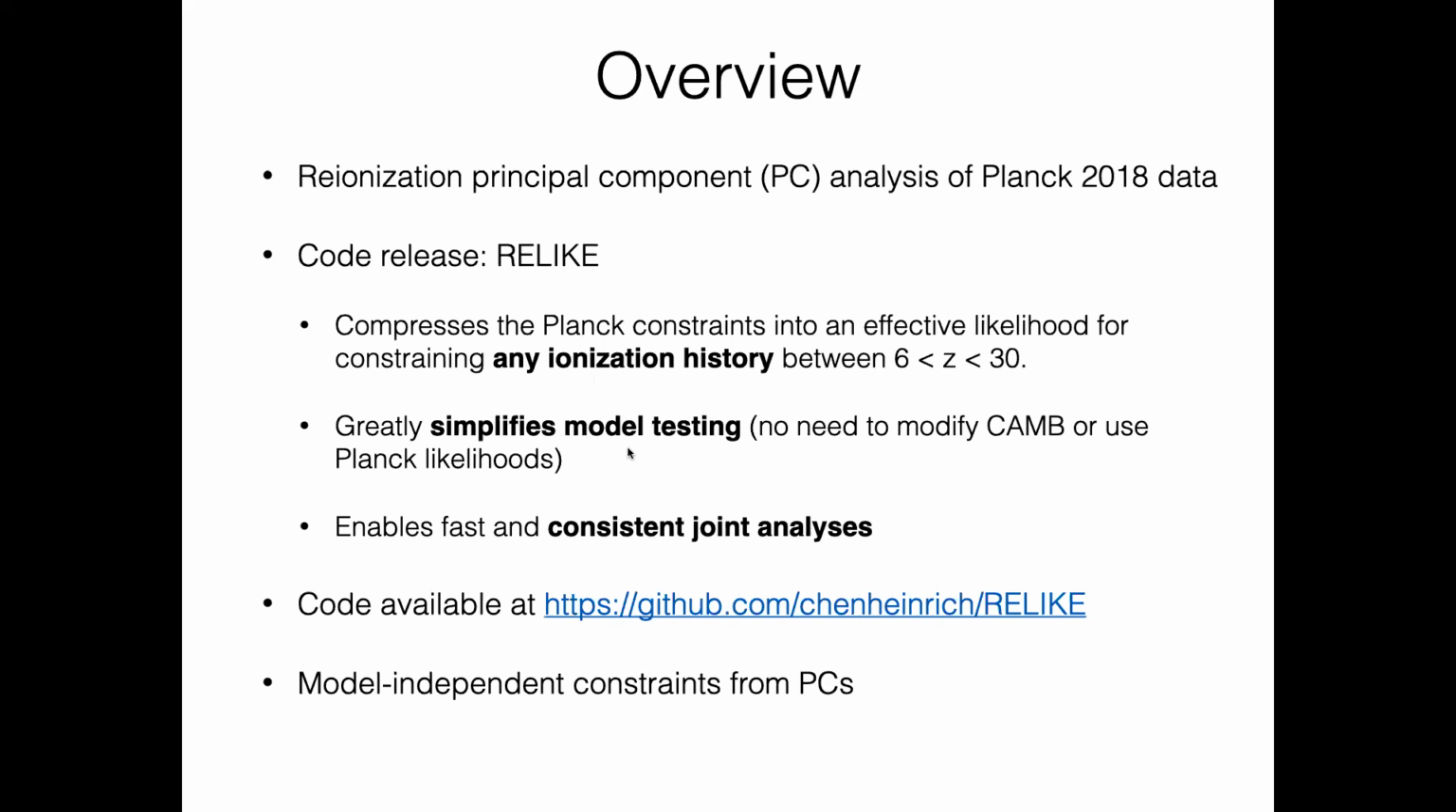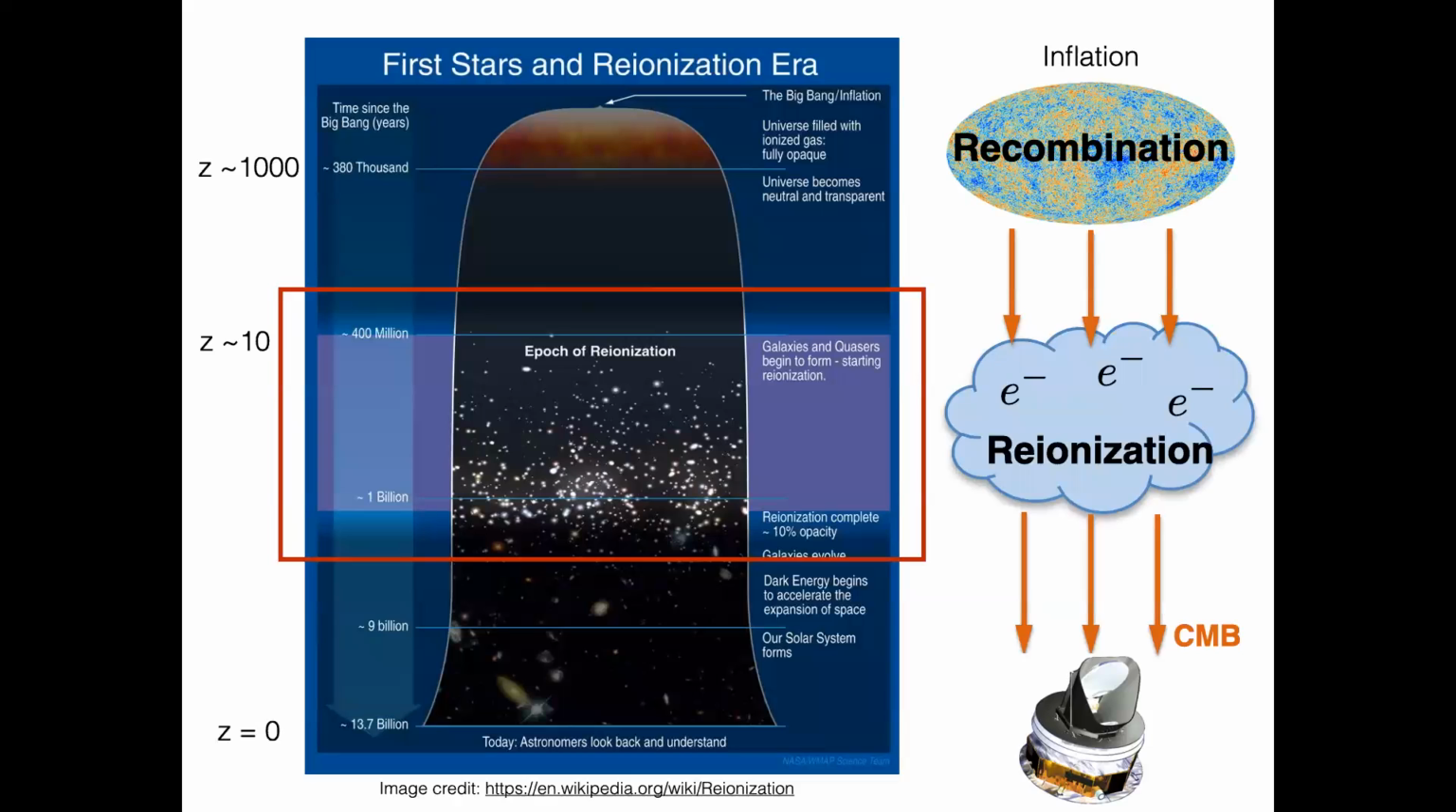And that is in the form of this RELIKE code, and it really helps to simplify model testing. I'll go into a bit of detail about that, and it helps enable fast and consistent joint analysis in a way that was not possible before. At the end, I will also briefly touch on some model-independent constraints on reionization that you're able to get from PCs, which I also find very interesting.